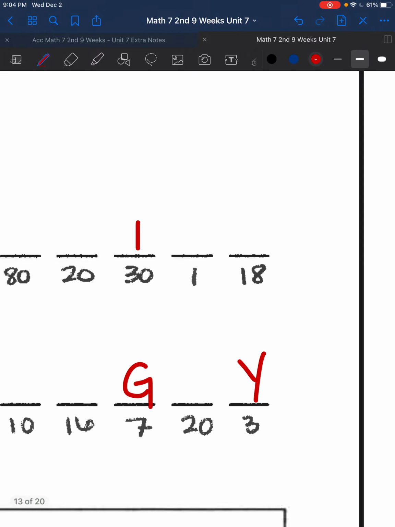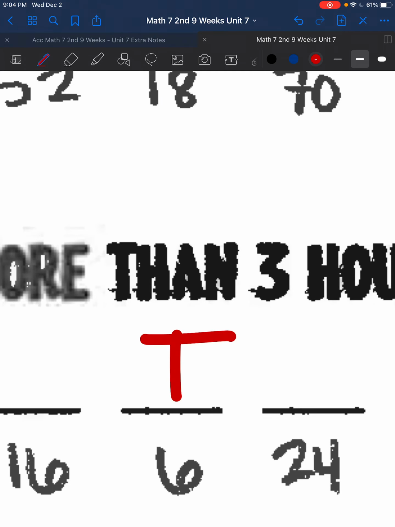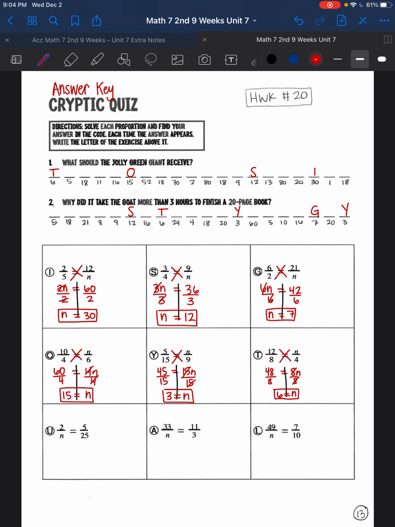So I've got a t right here. Any other 6s? Nope. There's a 6, so t.